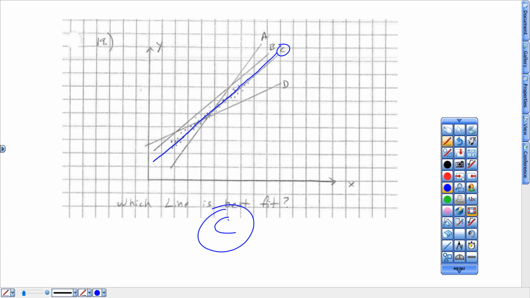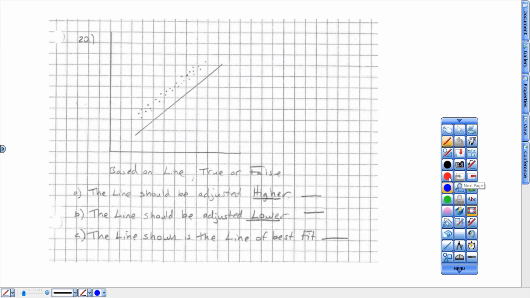And then this last one here, number 20. For this guy, I need to draw this line. I need to move it up. If I move this line up, it will go right through the heart of that data. So that's why the line should be adjusted higher. That is true. I need to move it up. I do not need to move it down, though. That would be false. That would be if my original line was drawn too high, I need to bring it down, but that's not the case. And then, of course, if the line was right through that data in the beginning, that would be a true line of fit or best line of fit, but this one is not. So that one is false.